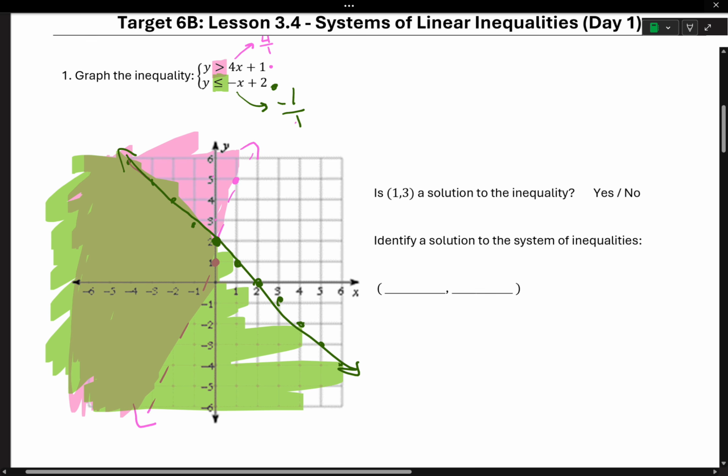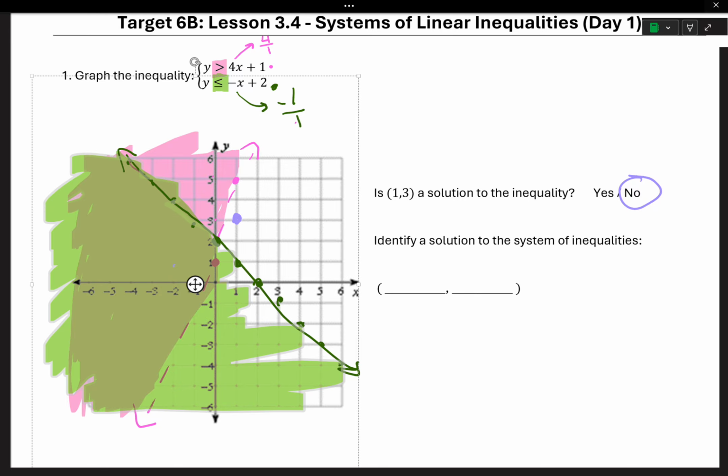Is 1, 3 a solution? Well, let's see. 1, 3 is right here. Nope, not a solution. Let's identify a solution. Let's go with something easy. How about negative 2, positive 1? Again, we can have solutions.